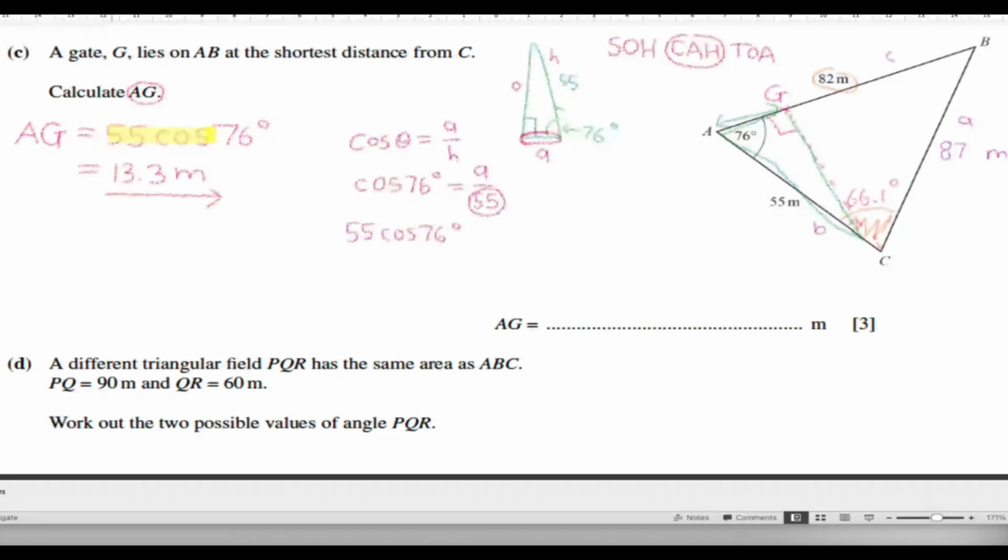Okay, and that's exactly what we have here. 55 multiplied by the cosine of 76 degrees. So I just wanted to explain to you how we got to the answer of 13.3 meters.